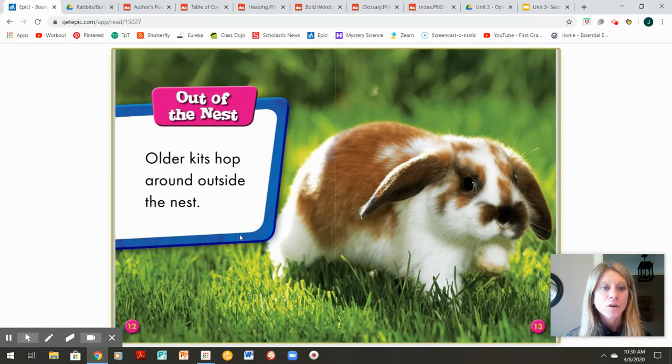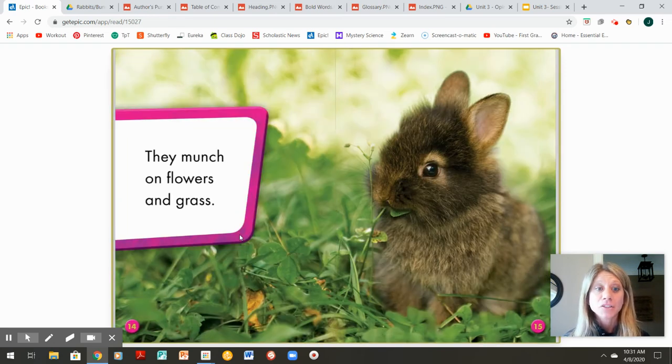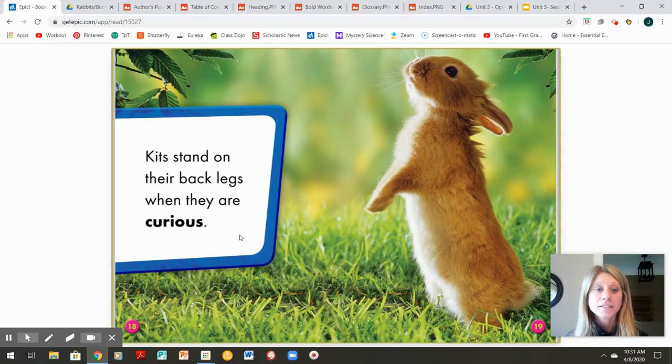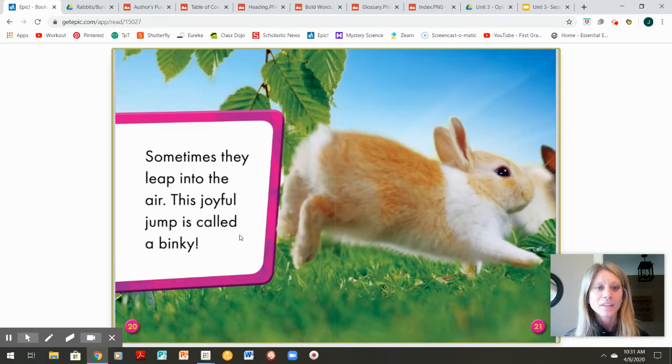Out of the nest. Older kits hop around outside the nest. They munch on flowers and grass. Kits shed a lot of hair. They take time to fluff their fur. Kits stand on their back legs when they are curious. Sometimes they leap into the air. This joyful jump is called a binky.